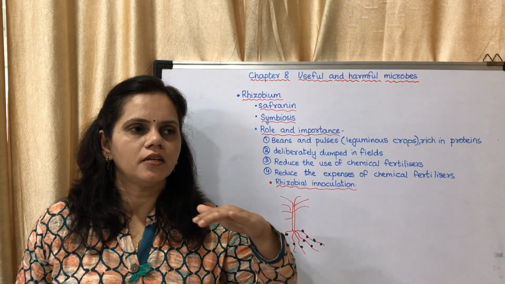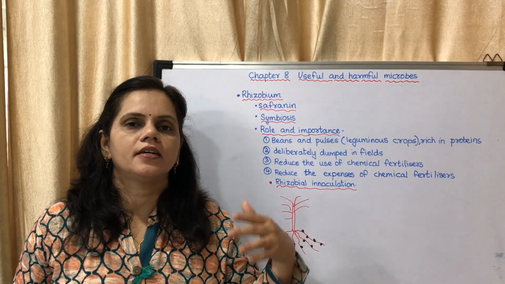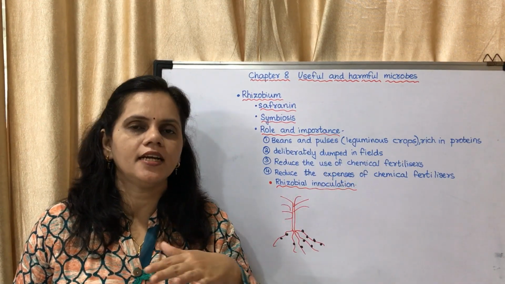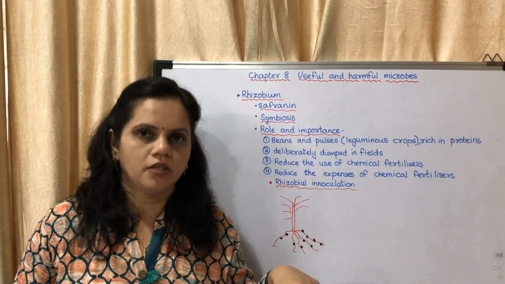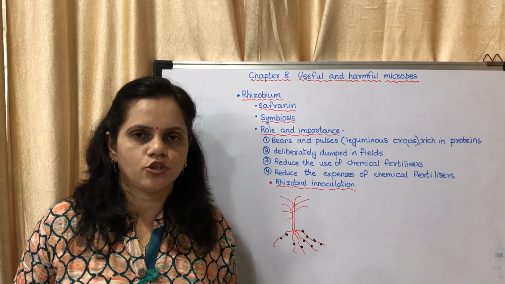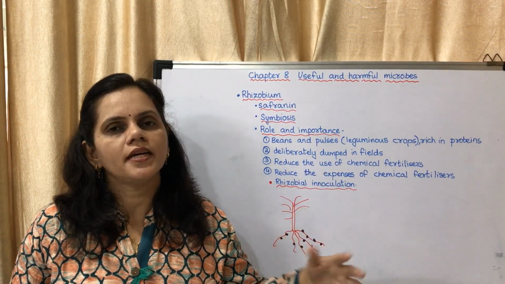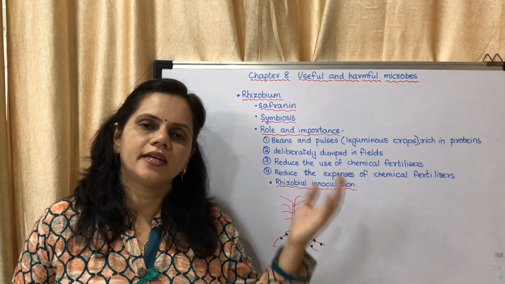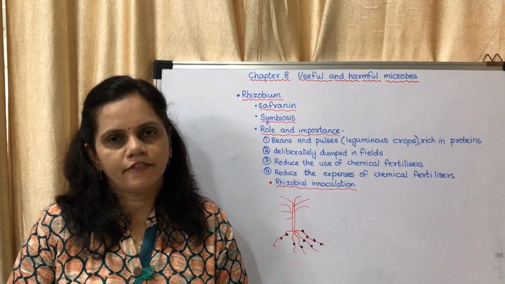For example, one batch of fenugreek, one batch of methi in a particular field, methi has nodules. After the methi is harvested, the roots of those plants are deliberately, means purposely, dumped into that field. Why? Because there is rhizobia in it and it will help in nitrogen fixation, and the next batch will be some other crop which do not have nodules. Okay, but the nodules are already present in the soil. It could help in nitrogen fixation.